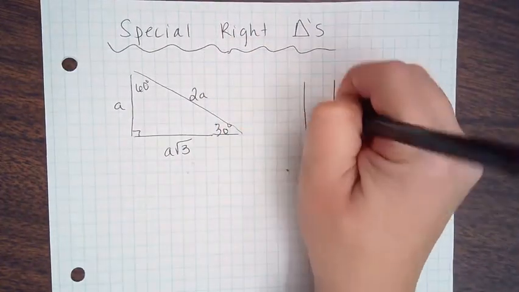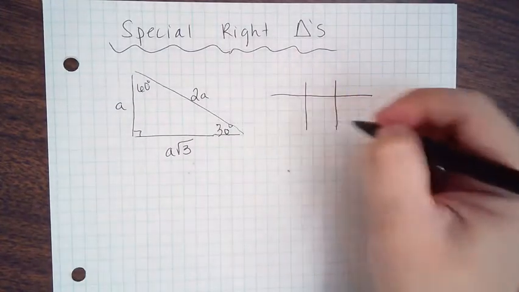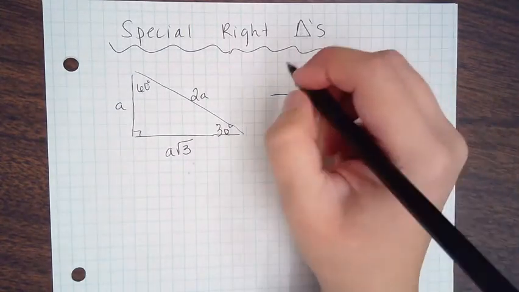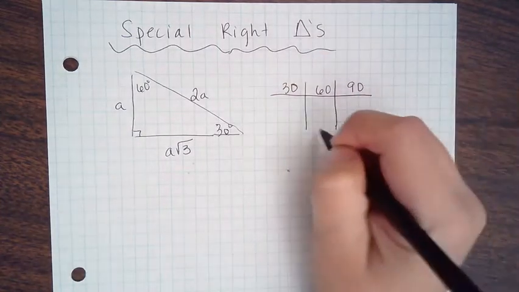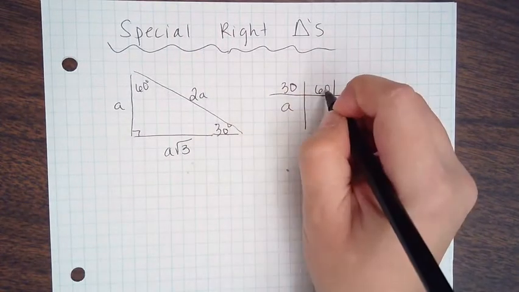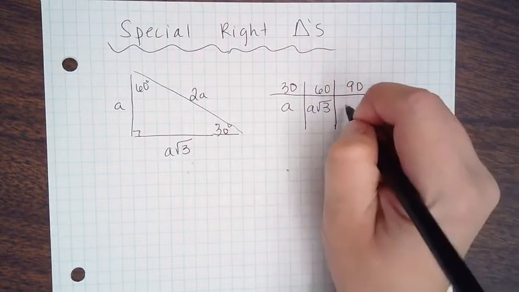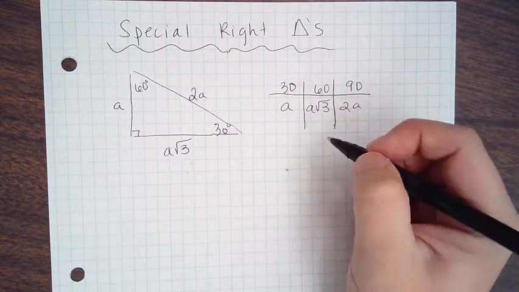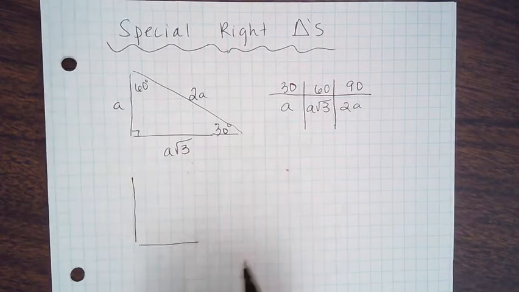One way we looked at that was we set up a little table, and we had 30, 60, 90. The side opposite the 30-degree angle was A, the side opposite the 60-degree angle is A root 3, and the side opposite the 90-degree angle is 2A. Then we have a 45, 45, 90 triangle.